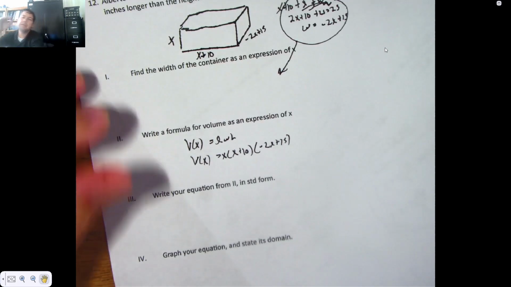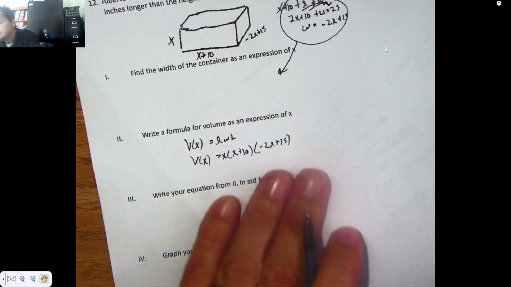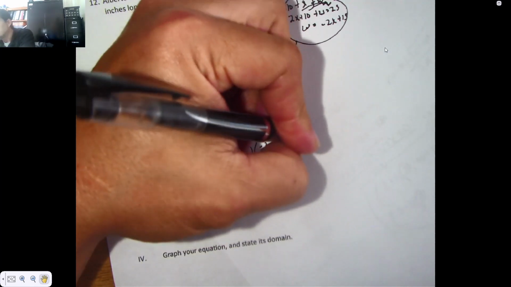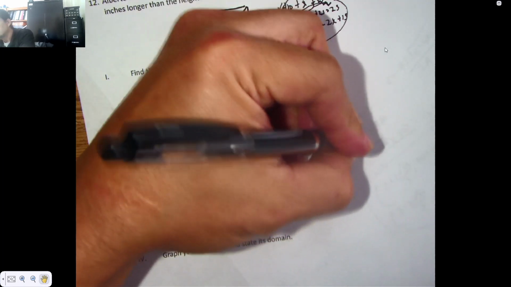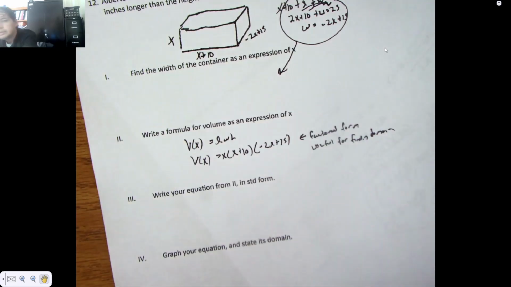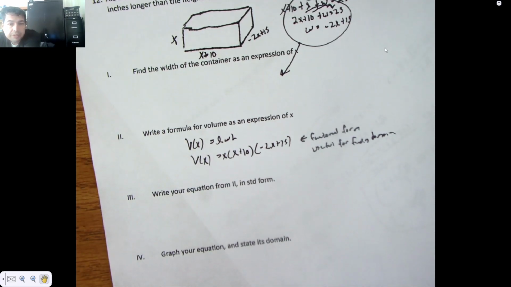All right, write your equation in standard form. This is a factored form. Factored forms are useful for finding domain. I can tell you right now x can't be 0 because if it was 0, you'd have a volume of 0. Plain and simple. Now, if that makes sense or not, whatever. All right, so write your equation from 2 in standard form.